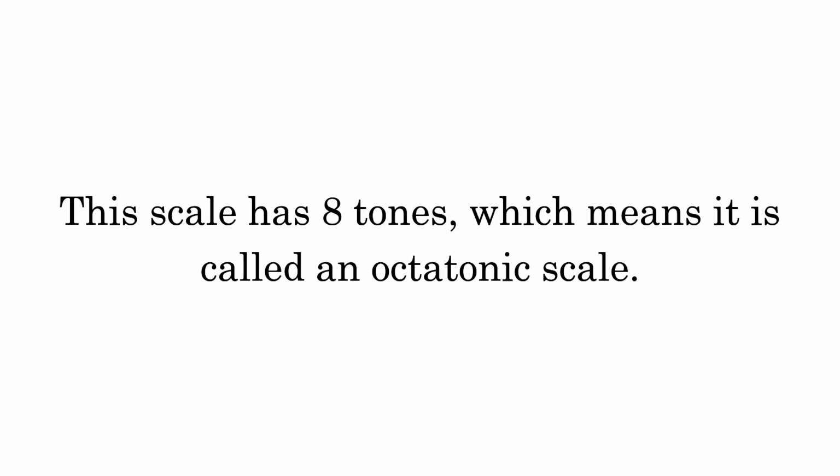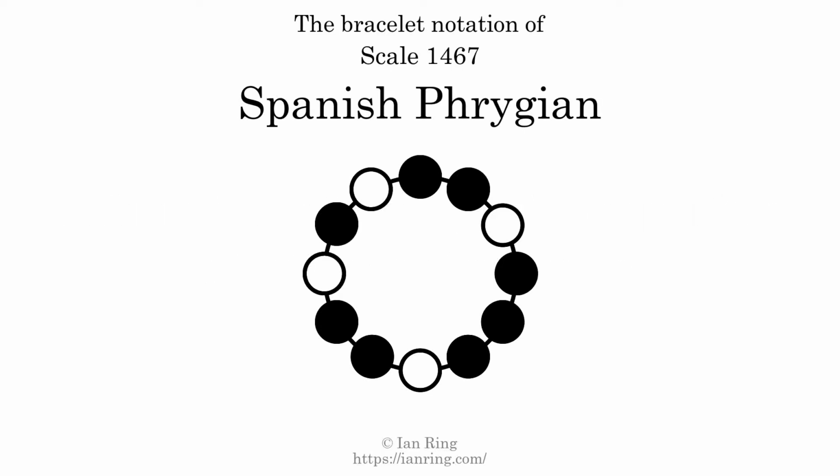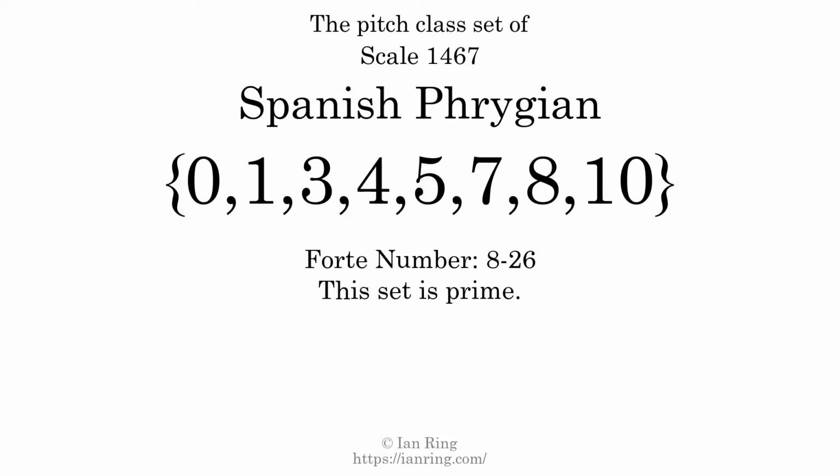This scale has 8 tones, which means it is called an octatonic scale. This is a bracelet notation diagram of scale 1467. The shaded circles represent tones that appear in the scale, and they are read clockwise, starting at the top. The pitch class set for this scale is 0, 1, 3, 4, 5, 7, 8, 10. The Forte class is 8-26.